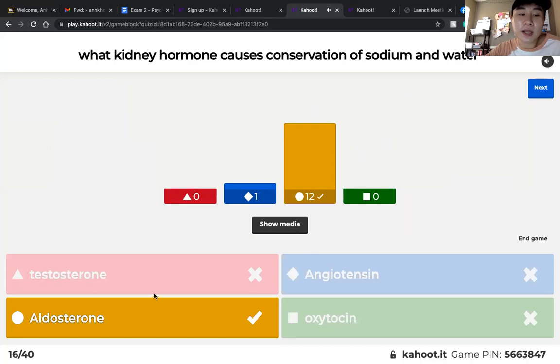Awesome. So like I mentioned earlier, aldosterone helps to increase the sodium level in our body, therefore causing water retention and therefore leading to an increase in blood pressure. Angiotensin is more about the diameter of the blood vessel. It causes the constriction of the blood vessel.